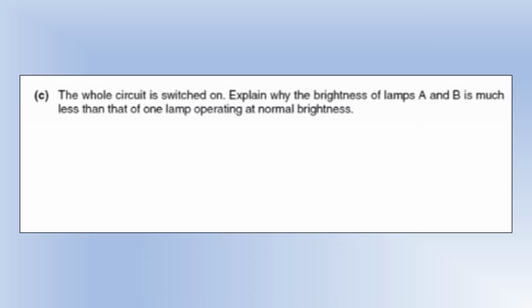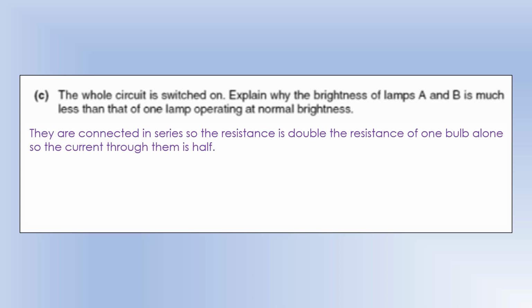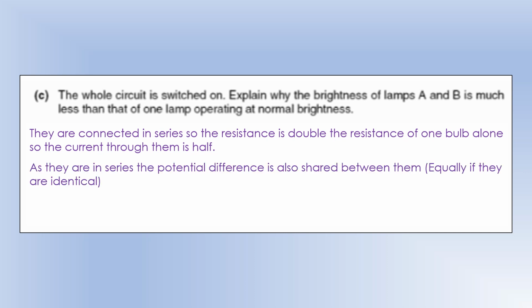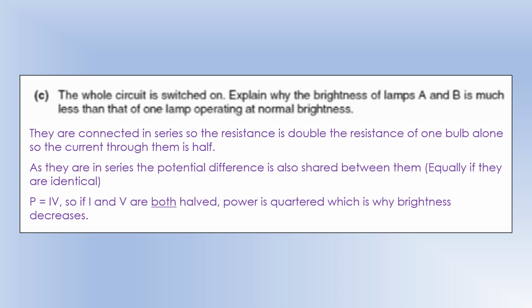The whole circuit is switched on. Explain why the brightness of lamps A and B is much less than one lamp operating at normal brightness. Well, I think there are 2 reasons. So they're connected in series, which means there's going to be double the resistance in their section of circuit. So the current is going to halve through the light bulbs. The other thing is that as they're in series, the potential difference is shared. Because they're identical, it's shared equally. So putting those 2 together, I and V are both halved, so actually power gets quartered, and that's why the brightness is going to decrease quite a bit.